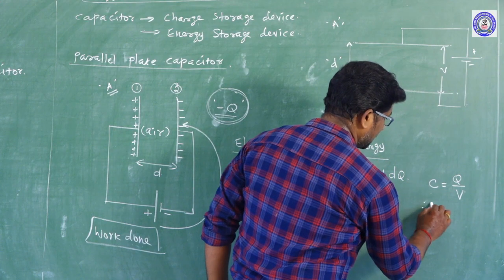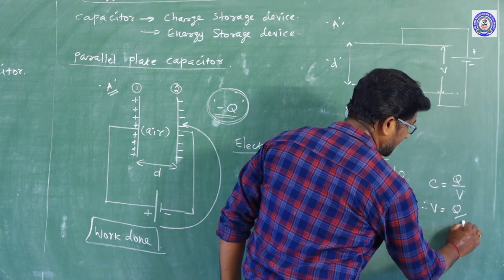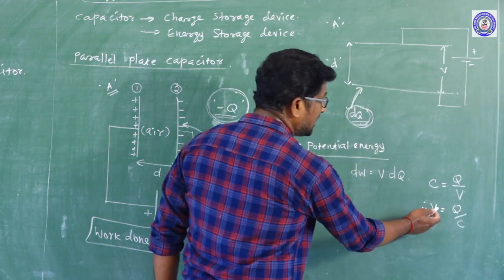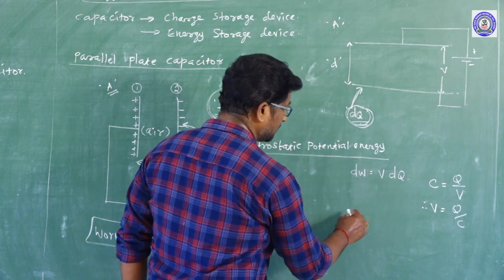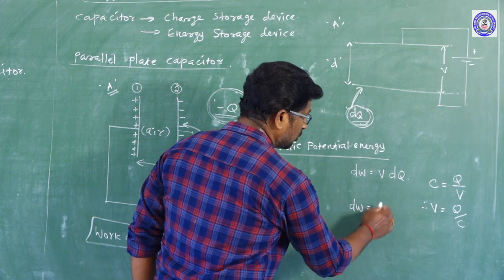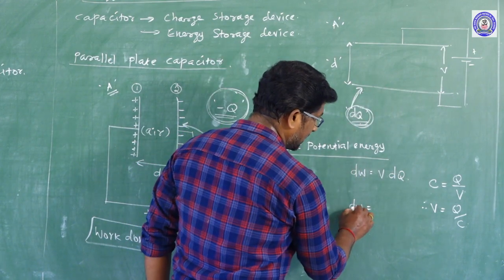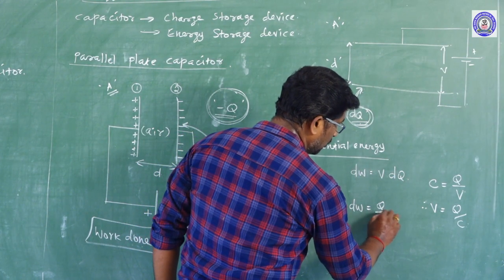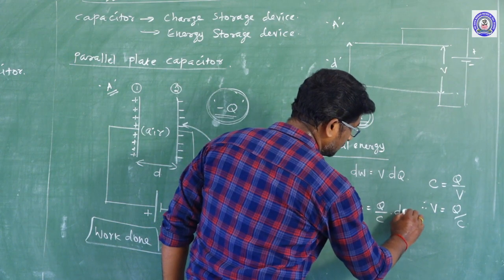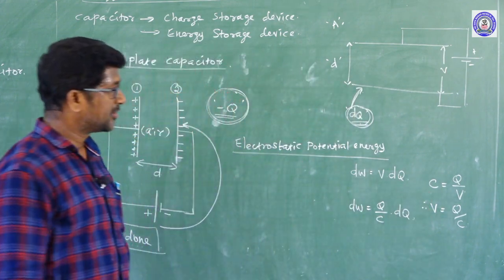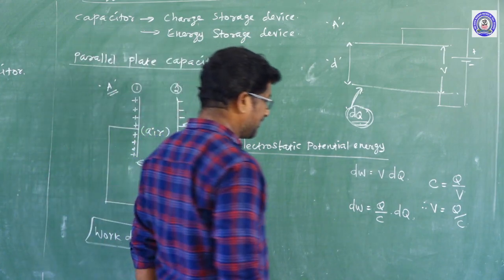Therefore, V is equal to Q divided by C. Substitute V is equal to Q divided by C in this equation. Therefore, small work done to store the small amount of charge dQ in the capacitor is given by dW is equal to Q divided by C into dQ, right.